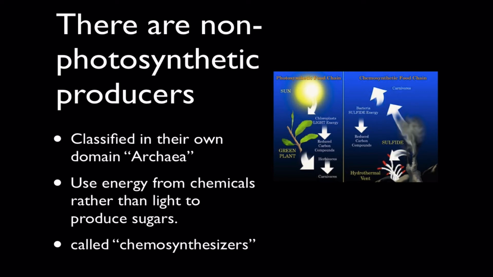There are non-photosynthetic producers. These belong to a special group of bacteria-like organisms called the archaeans. They do their production of biomass by using chemicals rather than light. And because they make their sugars using energy from chemicals, especially sulfides, they're called chemosynthesizers. We'll talk more about them later.